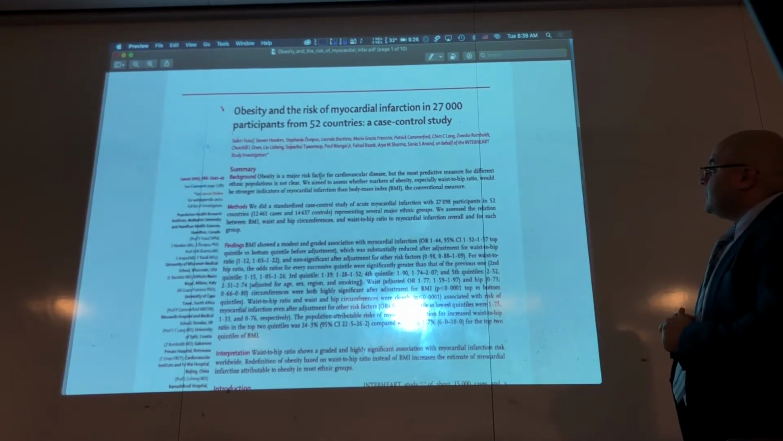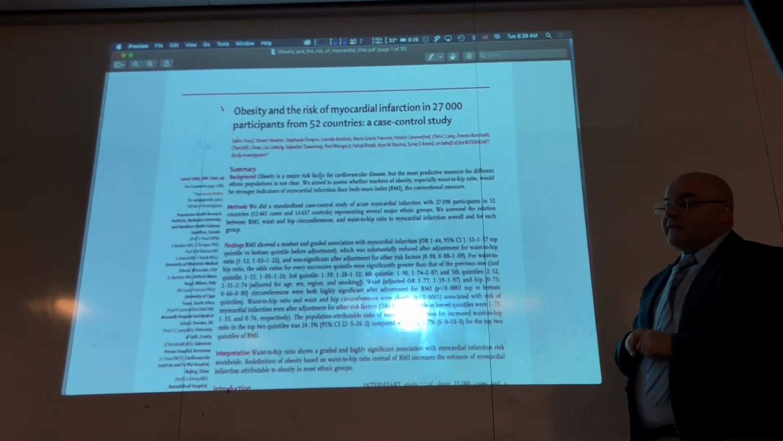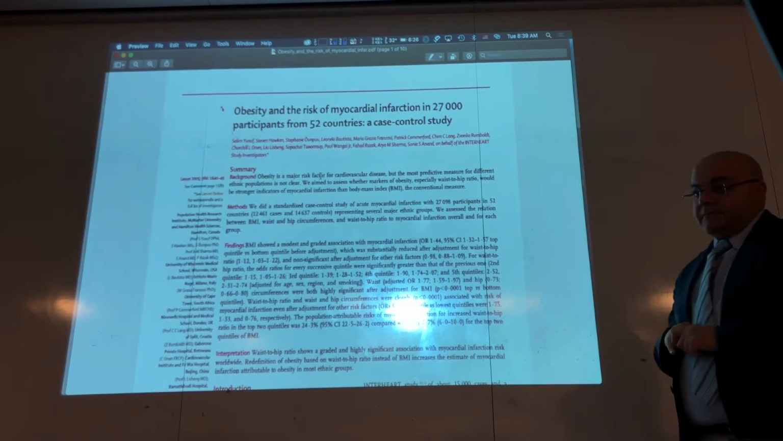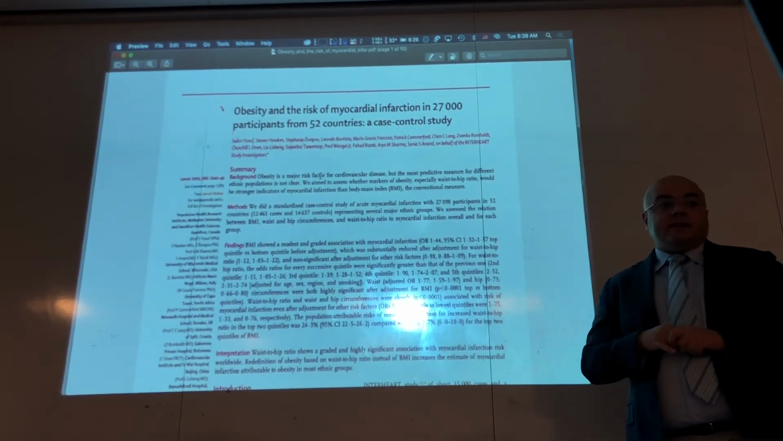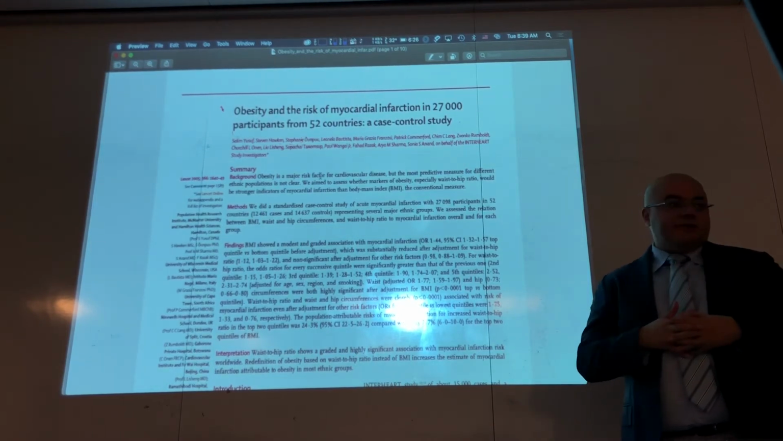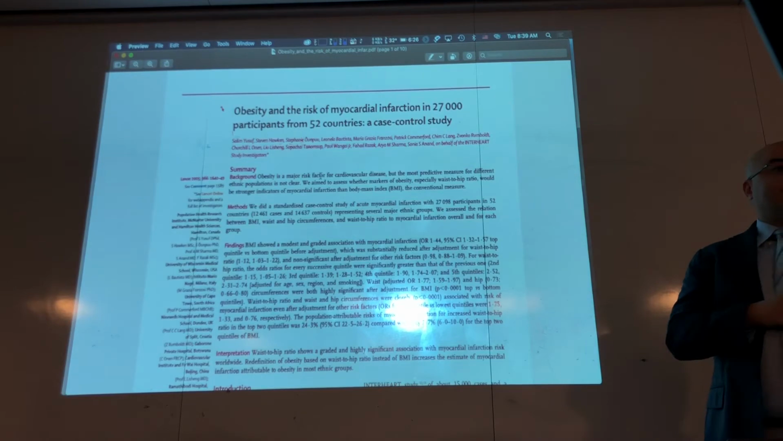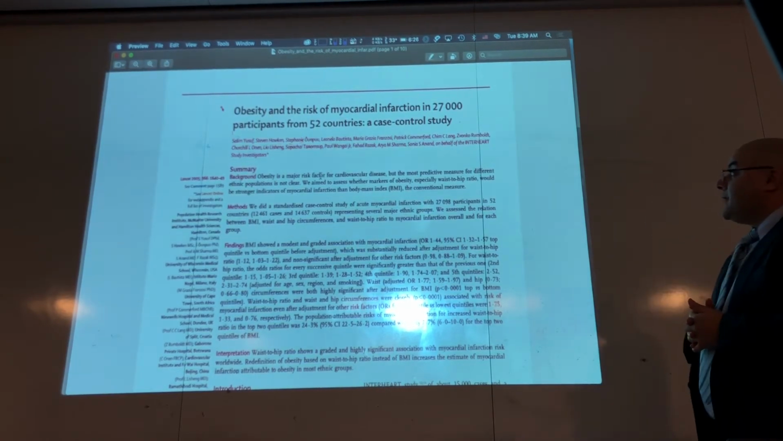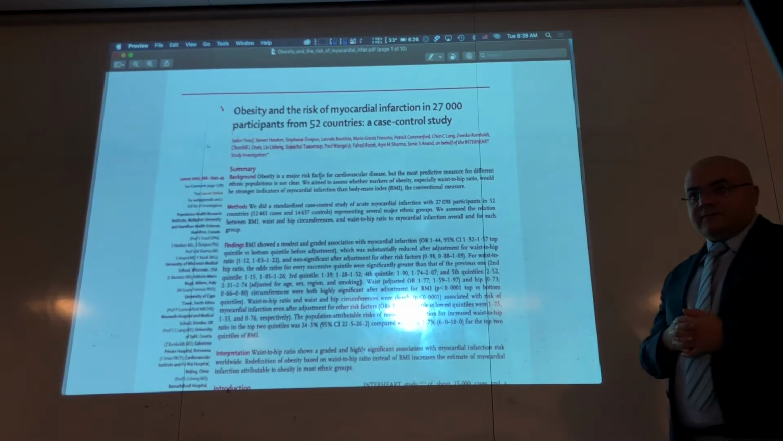So here we have obesity as the major risk for cardiovascular disease. Of course we know this, it's a very important fact. But the most predictive measures for different ethnic populations are not clear. Some nations have smaller body sizes, so the measures of obesity themselves are not really consistent worldwide. Here we aim to assess whether the markers of obesity, especially waist to hip ratio, would be a stronger indicator of myocardial infarction than body mass index.